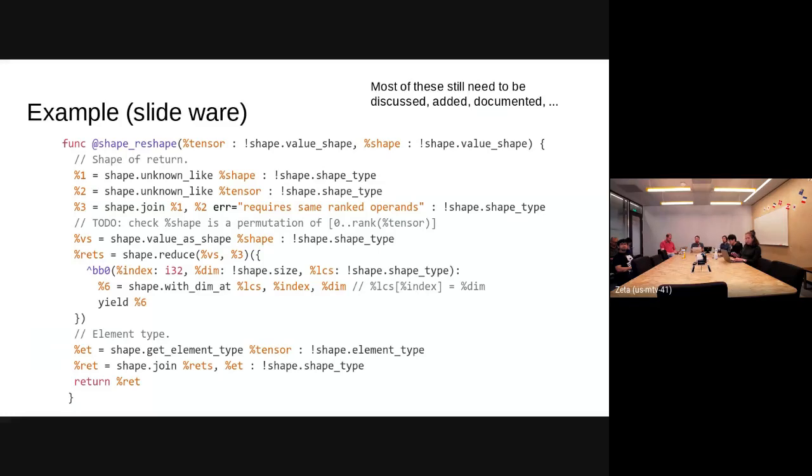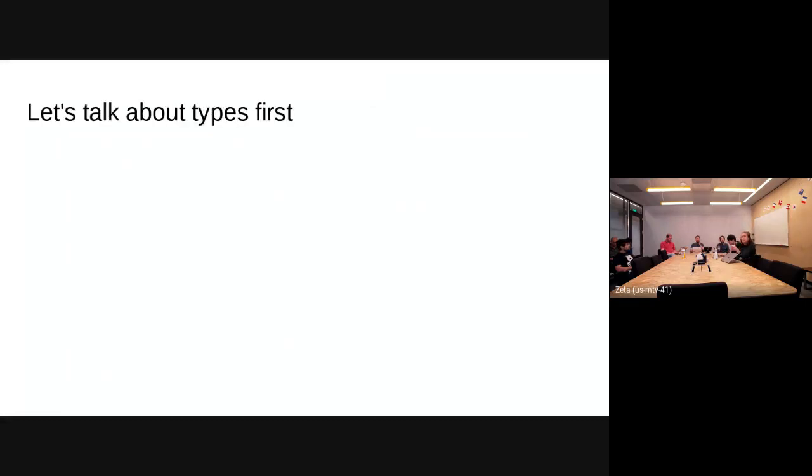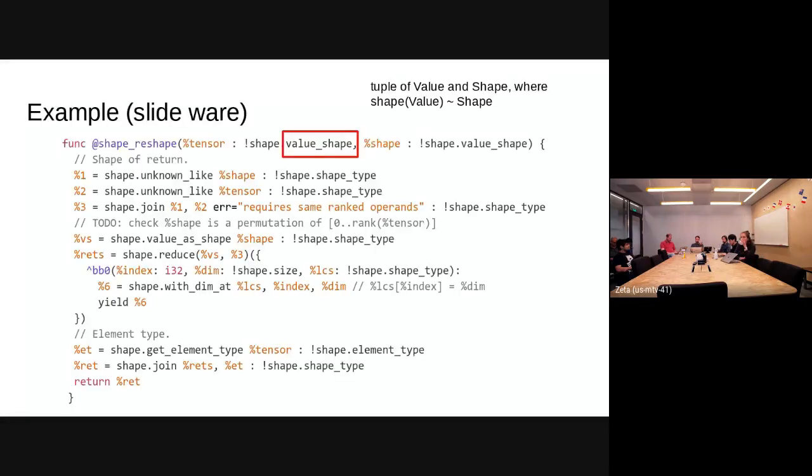But a good question. In this example, let's start with the types. We have a couple of types in this shape function. The first is value shape. Value shape is a tuple of value and shape, where the shape of the value is conformant to the shape. It's interesting that you have this tuple, because it enables you to express a shape function that could depend on the value, but also to specialize it for cases where you either don't know the value or would not want to wait for the value to be known, in which case the value is just unknown.